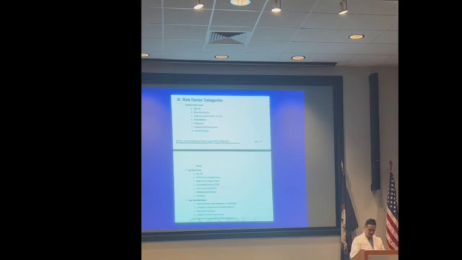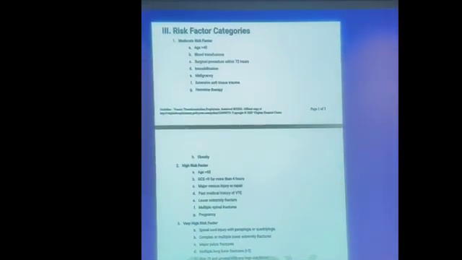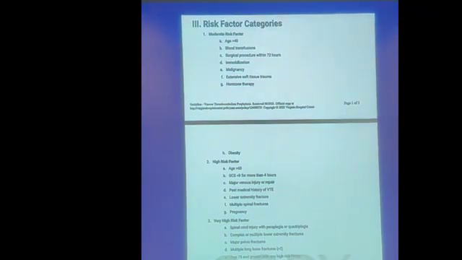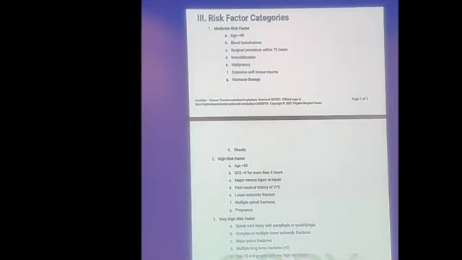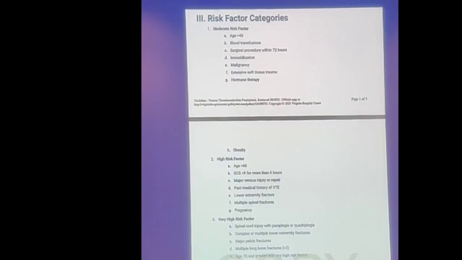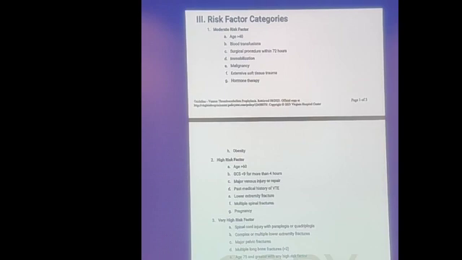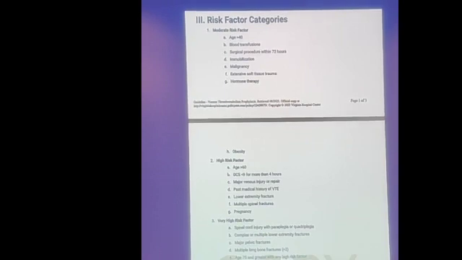Obesity. High risk factors are age greater than 60, GCS less than 9 for greater than 4 hours, major venous injury or repair, personal history of VTE. We got a really old and really sick population mostly here. A lot of these patients come in and either have a remote history or personal history of DVT. Lower extremity fractures, multiple spine fractures, pregnancy. Remember, pregnancy is a prothrombotic state.